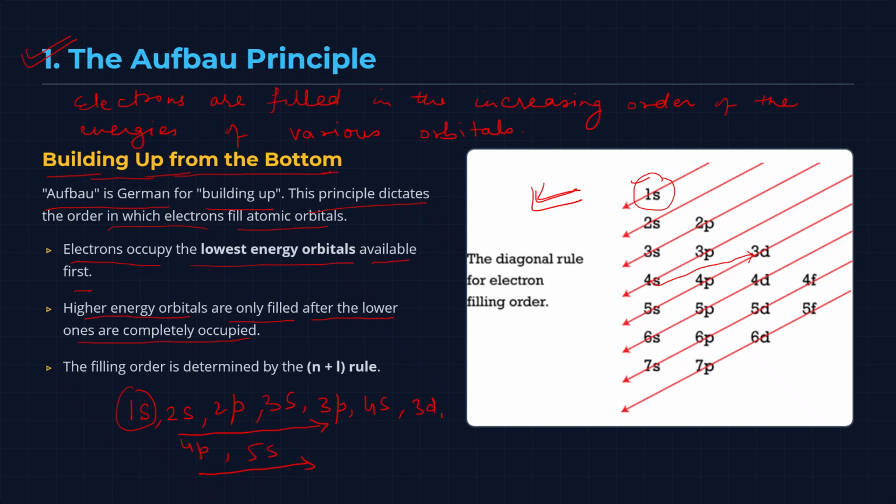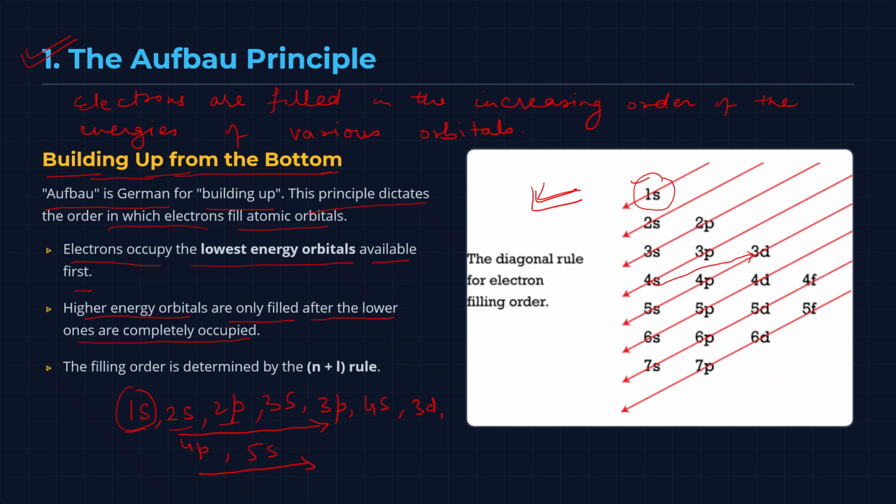So when we have to fill the electrons, first of all we will fill in 1s orbital. After that, if some more electrons are left behind, then we will fill it in 2s orbital. Now, if again some electrons are left behind, then those electrons we will fill in 2p orbitals. So in this way, in the increasing order of energies of different orbitals, we can fill the electrons. So electrons are filled in the increasing order of the energies of various orbitals in the structure of atom.